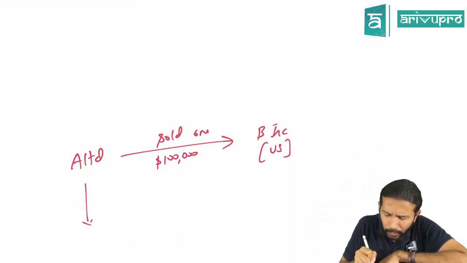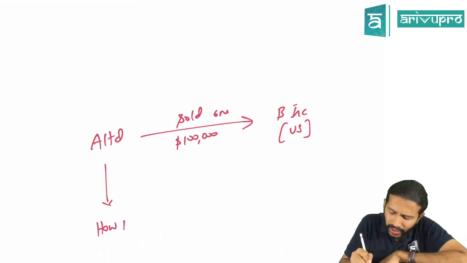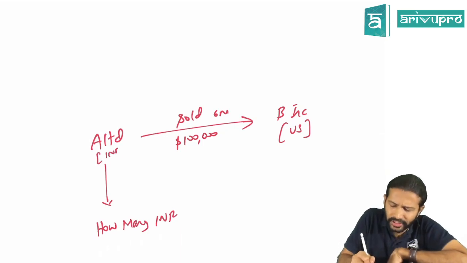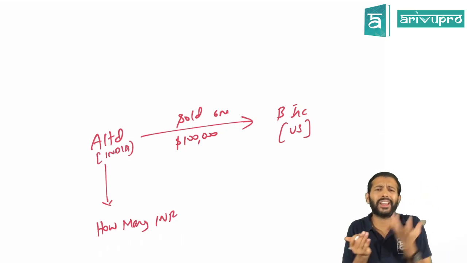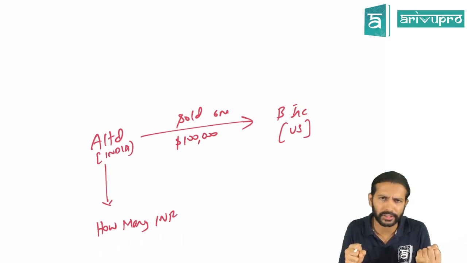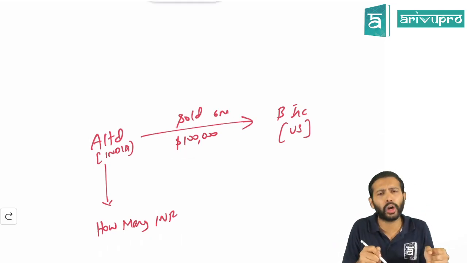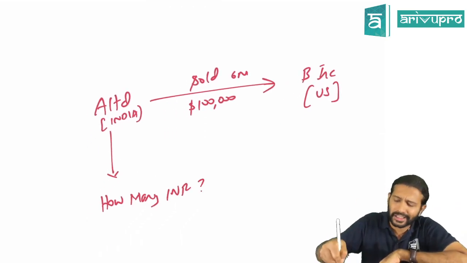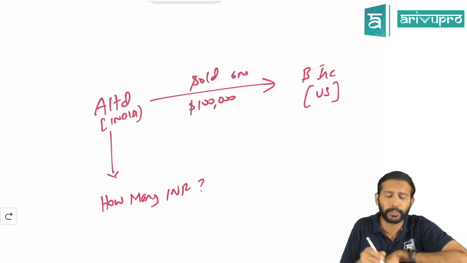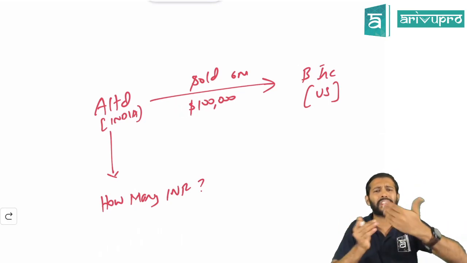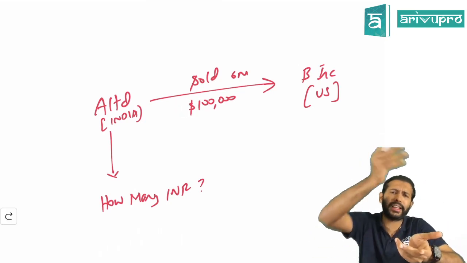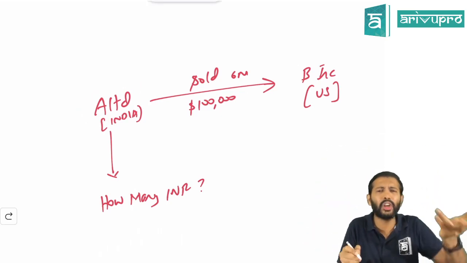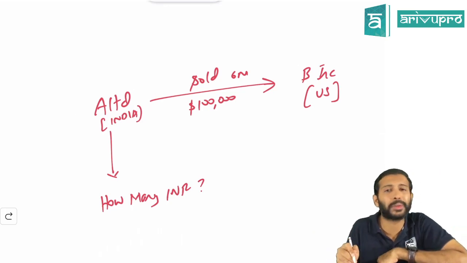Now, A Limited's problem is how much INR they will receive. Because A Limited is in India, their functional currency is INR. So they are interested to know the rupee value of things. But this particular transaction has happened in dollars. So A Limited will have a problem saying how much INR they will receive on this transaction. Because this is done in dollars, the exchange rate keeps on fluctuating. It could be 70, 75, 80, 85, anything it could become. So A Limited will not exactly know how much money they will receive from this particular transaction.